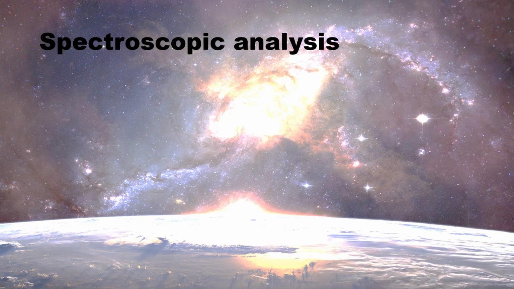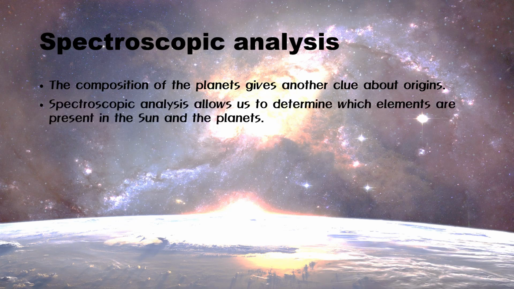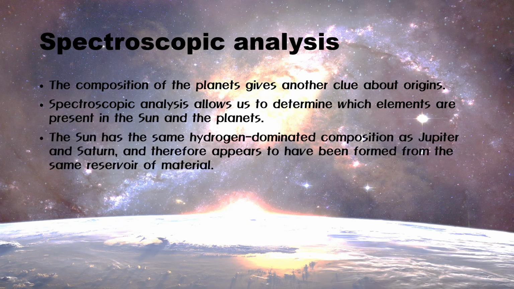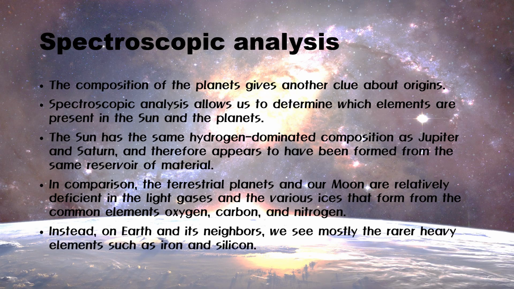Additionally, we can do some spectroscopic analysis. The composition of our planets gives us another clue about origins. Spectroscopic analysis allows us to determine which elements are present in the sun and in the planets. The sun has the same hydrogen composition as Jupiter and Saturn, and therefore appears to have formed from the same reservoir of material. In comparison, the terrestrial planets and our moon are relatively deficient in light gases and the various ices that form from the common elements oxygen, carbon, and nitrogen. Instead, on Earth and its neighbors, we see mostly the rarer, heavy elements such as iron and silicon.